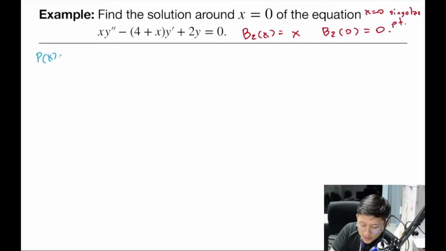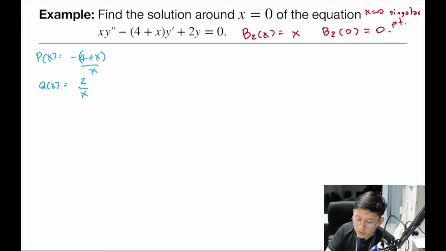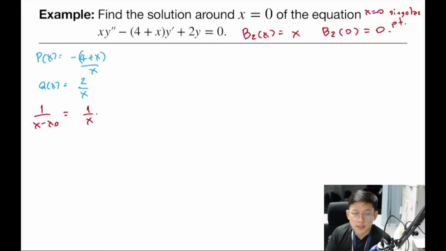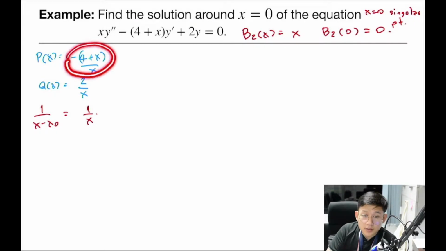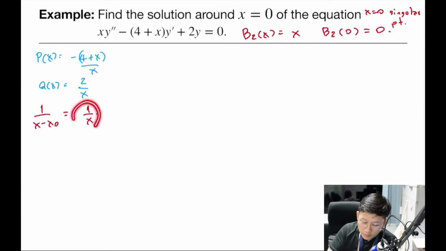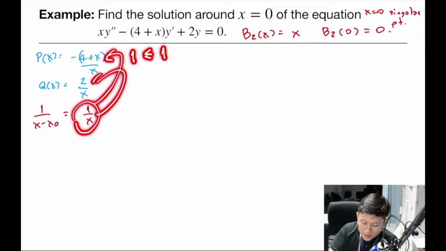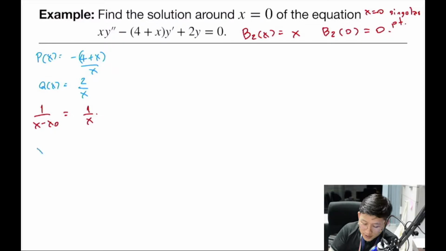So you take p(x), which is (minus 4 plus x) divided by x, and q(x), which is 2 divided by x, and you look at 1 over x minus x0, which is 1 over x, and you have here the factor, right? The power of the factor 1 over x for p(x) is 1, which is less than or equal to 1, and the factor here is 1 as well, which is less than or equal to 1. So it means that x equals 0. You should write that down in the exam.